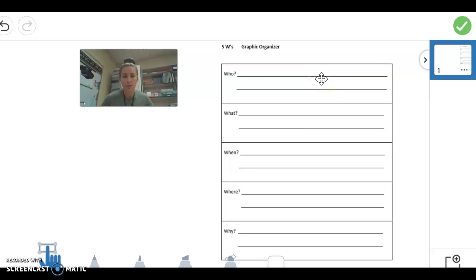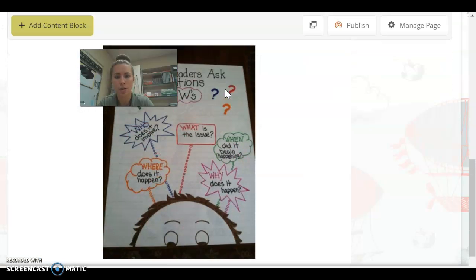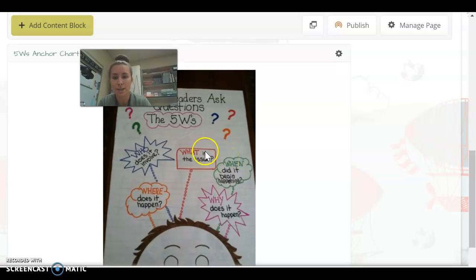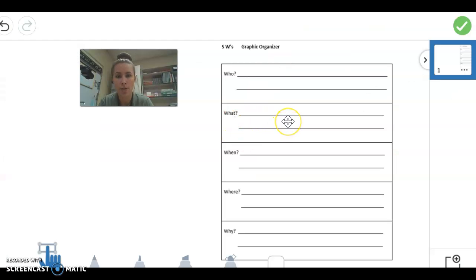So on the first line of your journal, you're going to answer the who. Who are the main characters talked about in the story? You're going to go what. And remember to look back at your Good Readers Ask Questions 5W's page. The what is asking, what is the issue? What is the problem in the story? So for what, you're asking, what's the problem?